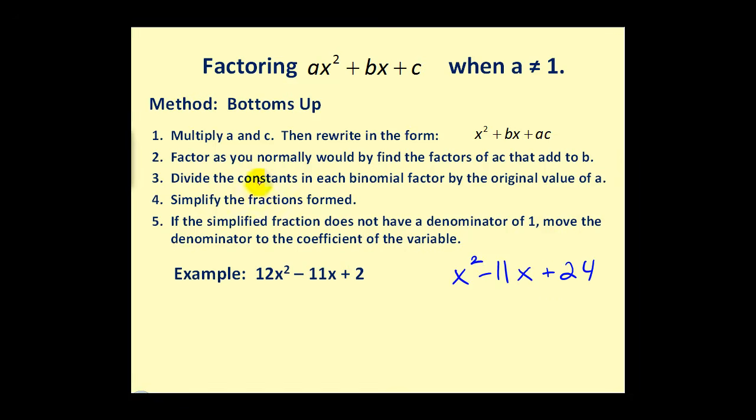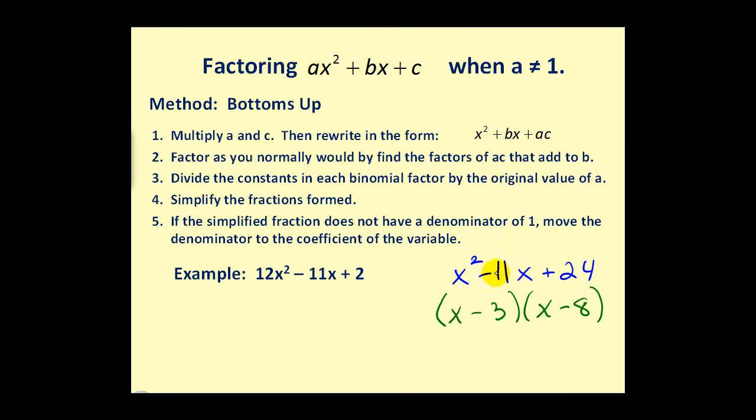The next step is factor as we normally would by finding the factors of the constant term ac that add to b, the coefficient of the x term. So for this problem, we want to find the factors of positive 24 that add to negative 11. That would be x minus 3 times x minus 8.